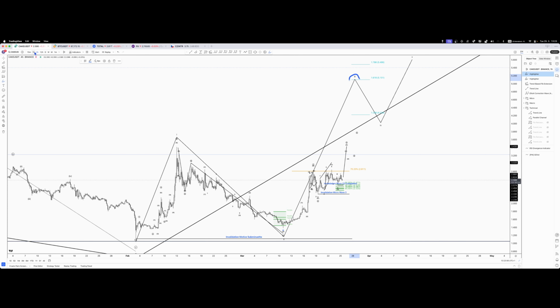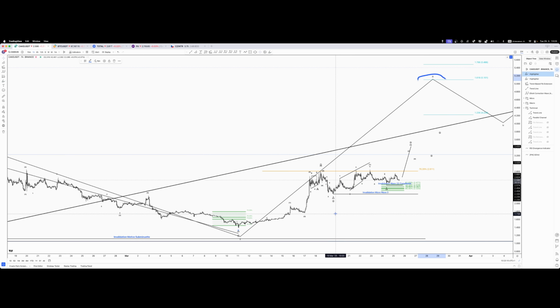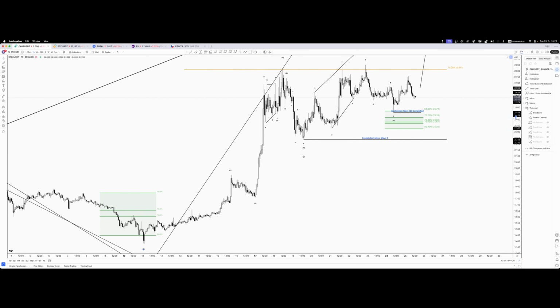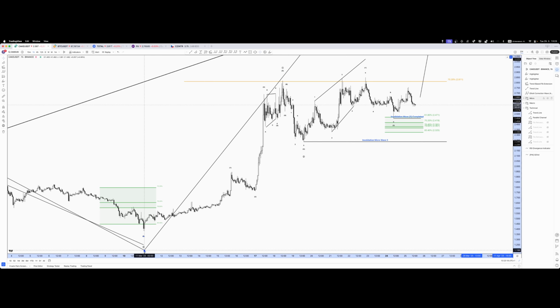So let's look at the 7 to 8 days of price action. From the low price made on the 11th of March, which marked the low of wave 2 here, we had 5 waves to the upside. We tagged 2.81, a little bit more, 2.82 maybe, and then we reverted.